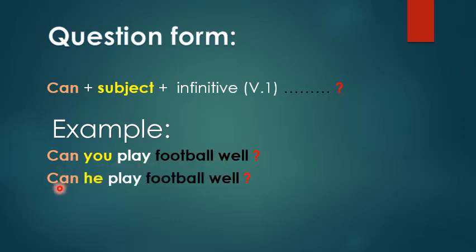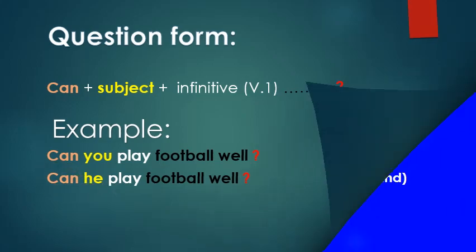Here we have the same example. Can he play football well? So here we have the subject is plural, we add can, and here we have the subject is singular, we add can. إذن هنا لدينا الفاعل جمع ضفنا كان، وهنا لدينا الفاعل مفرد وضفنا كان.